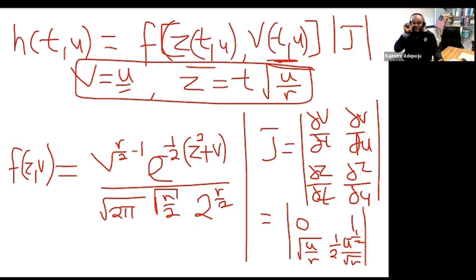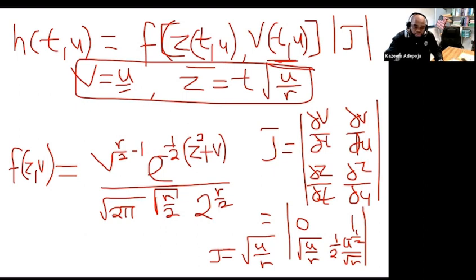By the time I find the determinant now, of course, my determinant is basically going to be the square root of u over r. So the square root of u over r now becomes the determinant of my Jacobian. I got a 2 by 2 Jacobian because two variables are involved.